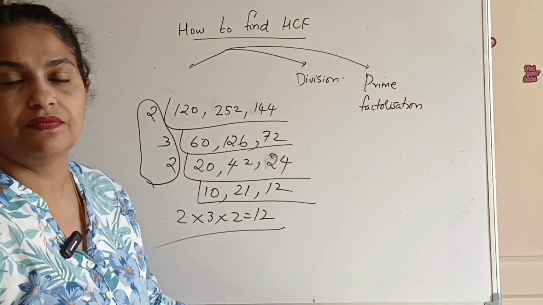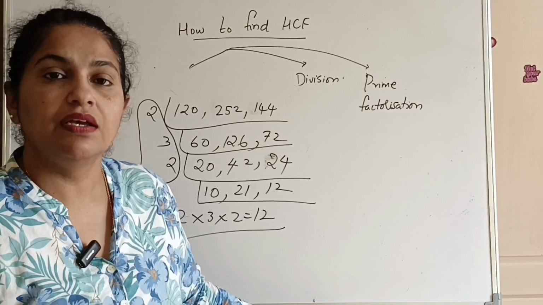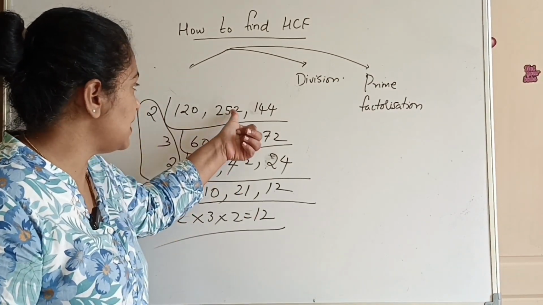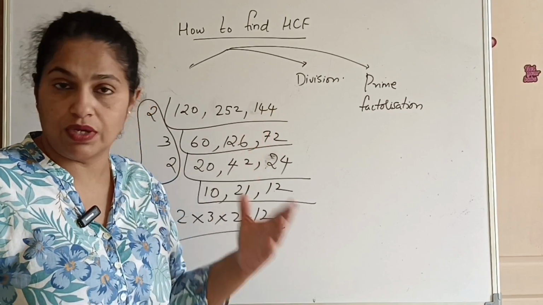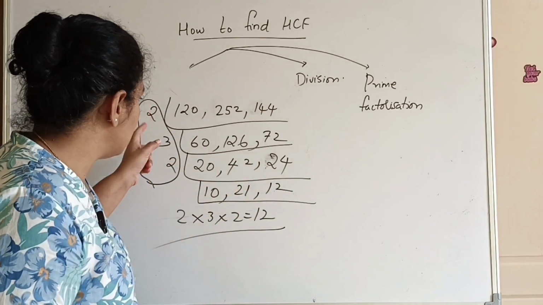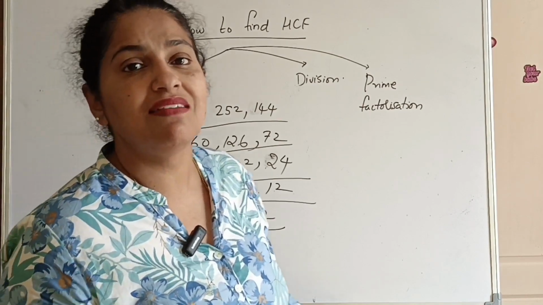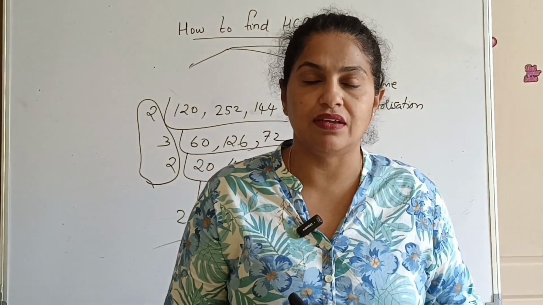12. Okay. In the first step itself, if you are able to figure out that all these 3 numbers are divisible by 12, you can do so instead of breaking up into 2, 3, 2, etc. So as you can see, long division is easier than listing out the factors.